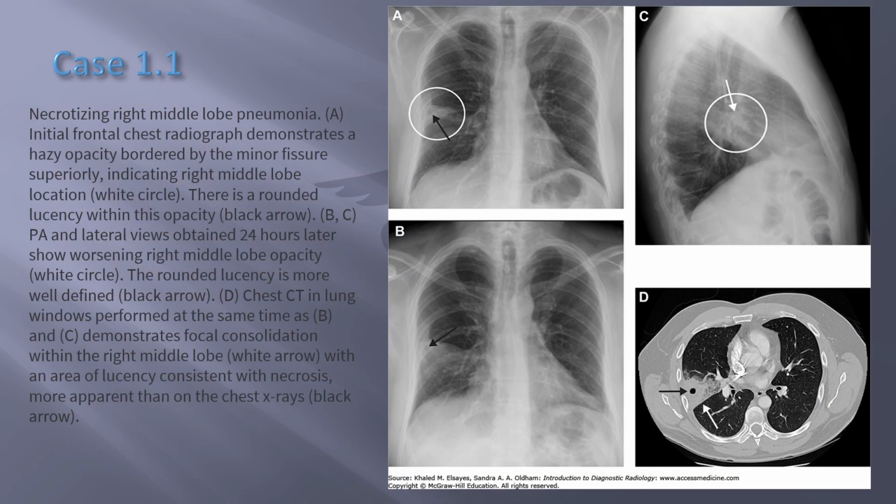This is just another example of a right middle lobe infiltrate. You'll see something like this. This is actually a necrotizing organism. You can see, I'm going to move my little indicator out of the way. You're going to see a little dark spot right where my circle is going to be.